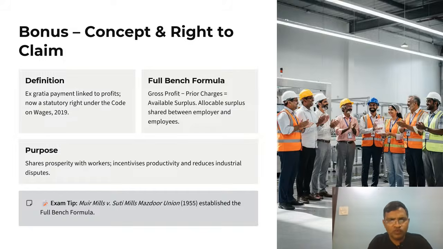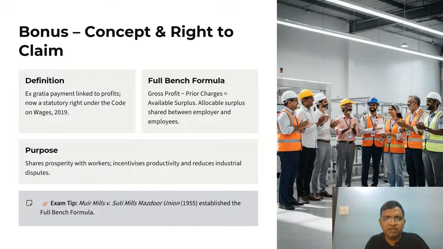So the Full Bench formula. What is the formula that should be used? Gross profit minus prior charges equals available surplus, then the allocable surplus is shared between the employer and employee. The purpose is to share prosperity with the workers: whatever profit is earned by the company should be shared with the workers. Then incentives for productivity, so that industrial disputes are reduced.